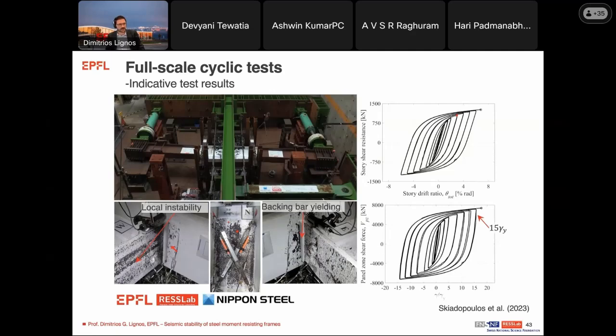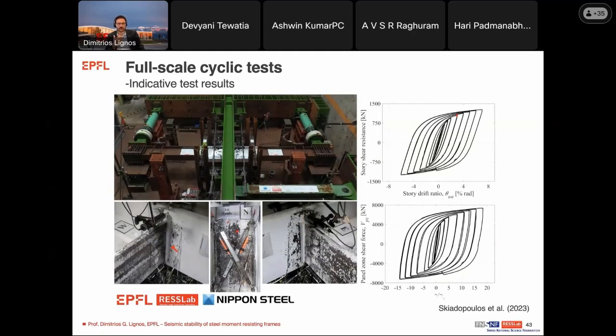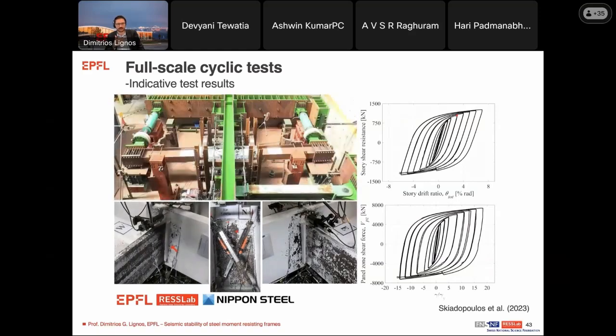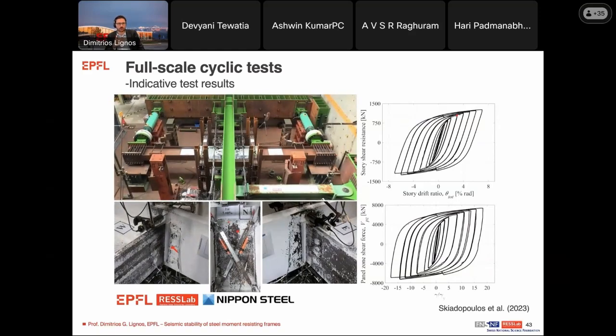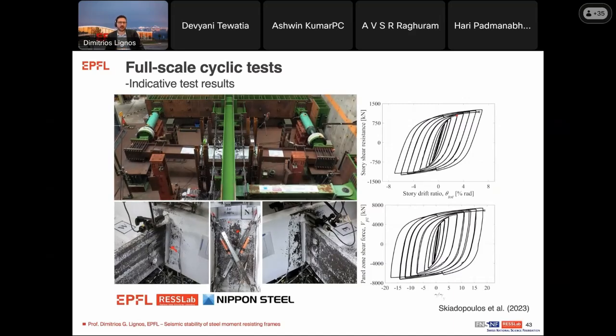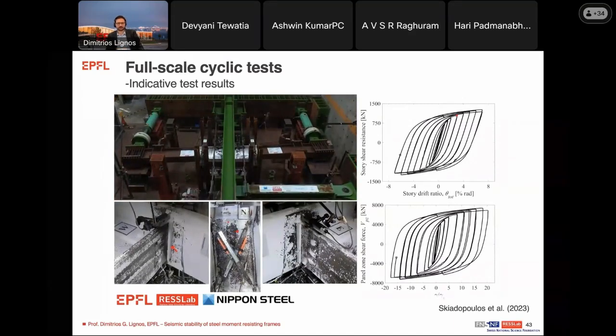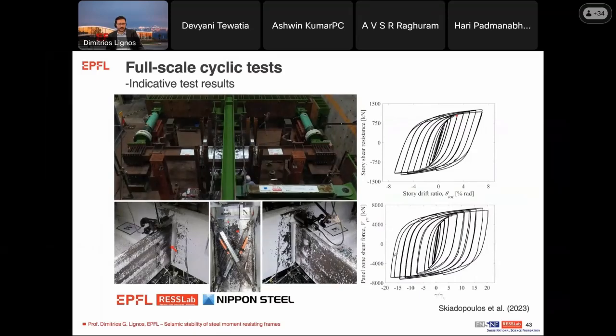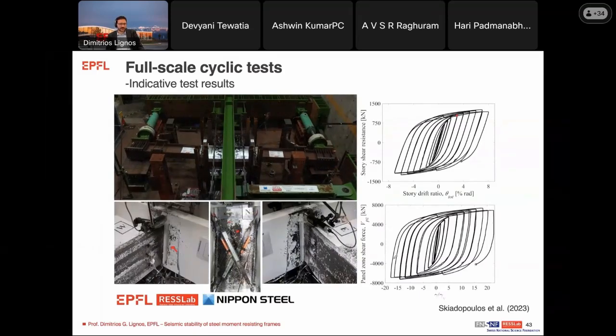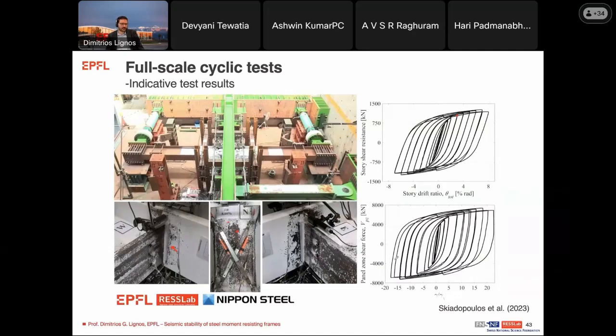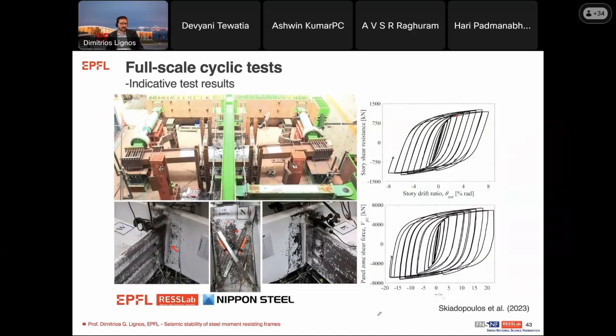At this level, we have some initiation of local instability and some yielding near the backing bar, but that doesn't mean that our connection doesn't dissipate more energy. In fact, we pushed it even further to see at what point we are going to have the ultimate failure mode, which only became evident after 8 or 9% drift and at shear distortions that exceed 20 gamma Y, in fact, nearly 30 gamma Y, which is quite substantial.